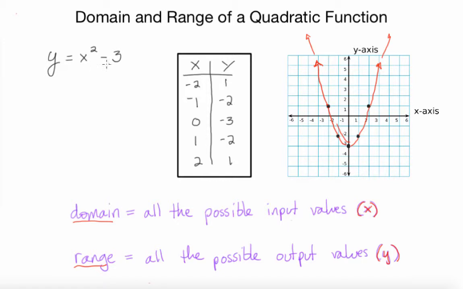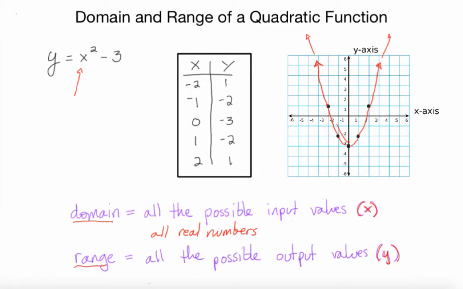And if I look at my equation here, I can think about what I can put in for x. Is there anything I can square and subtract 3? Is there anything I can't do that to? No, I can square any number I want to. I can square positive numbers, negative numbers, fractions, decimals. I can do all that and subtract 3. So I'm going to say my domain is all real numbers for this particular quadratic function. I can put anything I want in for x.